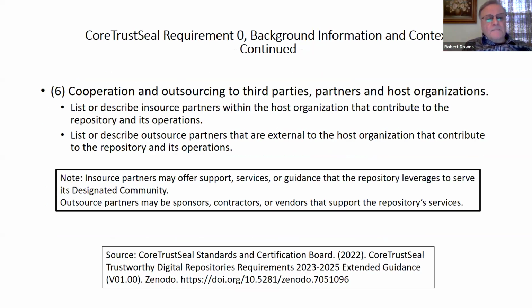And then, as I mentioned, any cooperation that you have, either inside your organization or outside, should be described. So if you're working with the library in your institution, or you're working with the IT folks in your institution, this is the place to mention it. Likewise, if you have a vendor that you're working with, a contract or some kind of agreement with a vendor to provide a service for you, that should be described here as well.